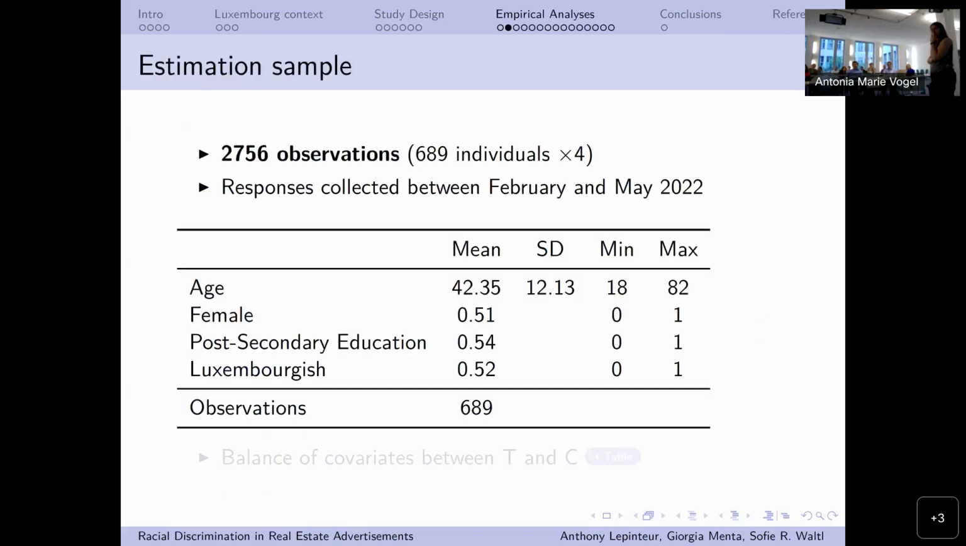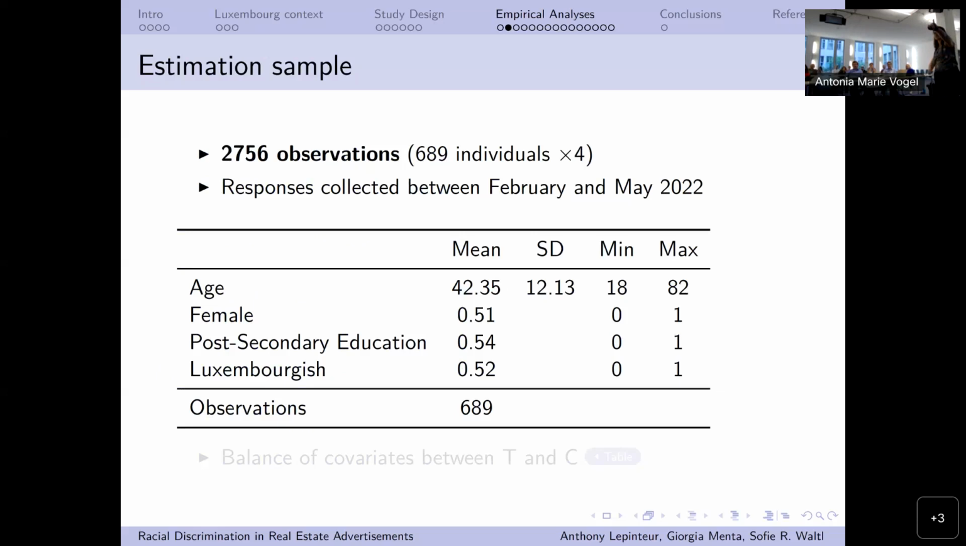So overall, what we did is between February and May 2022, we had this study running and collected roughly 700 full observations. That corresponds to almost 2,800 single evaluations because everyone had to evaluate several houses. These characteristics don't tell you a lot.